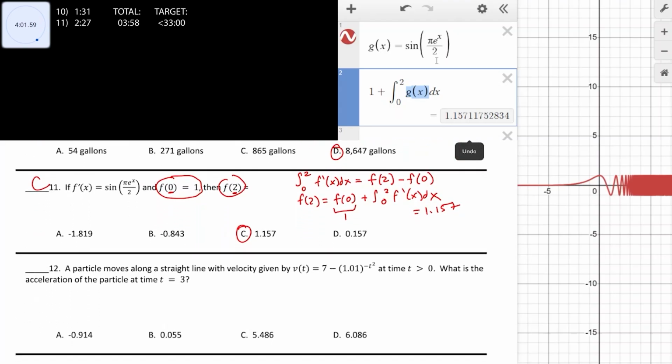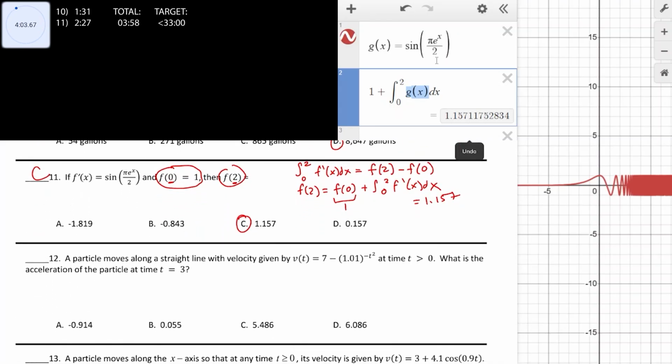Number 12 says a particle moves along a straight line with a velocity given by this velocity function here. Probably going to need to type that into Desmos, which we'll do shortly. What is the acceleration of the particle? So keep in mind here that acceleration is defined as the derivative of velocity.